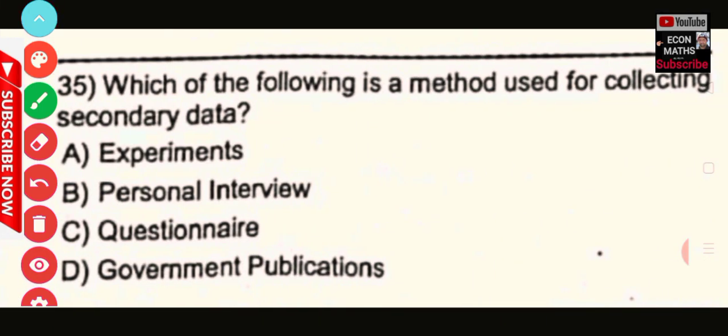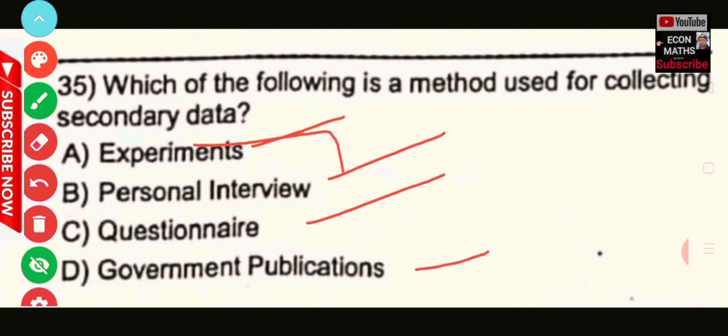Okay, now coming to the next question. Which of the following is a method used for collecting secondary data? The options are A, experiments, B, personal interview, C, questionnaires, and D is government publication. Here, the first three are used for primary data collection, and D, government publication, is secondary data. So the correct option is D.